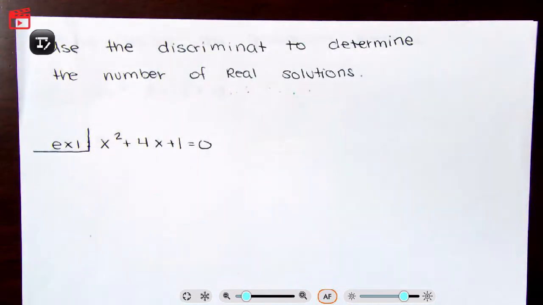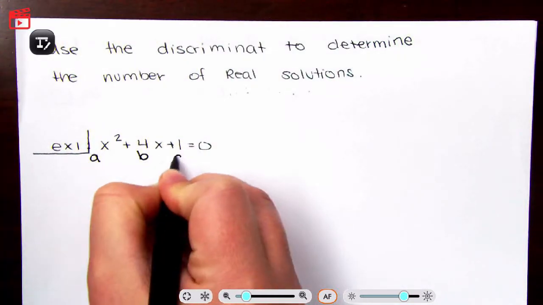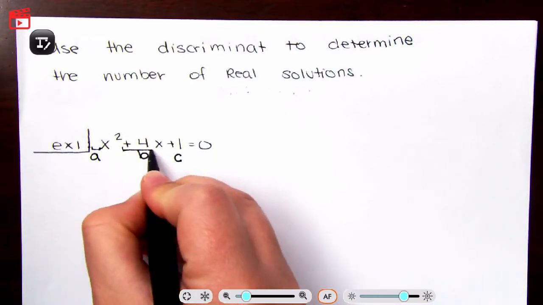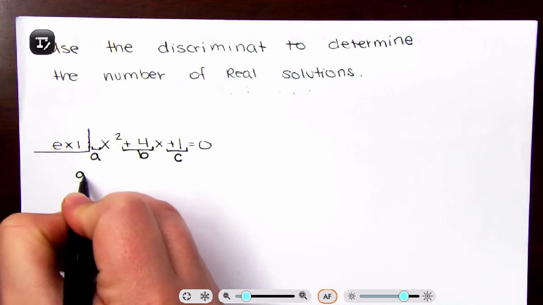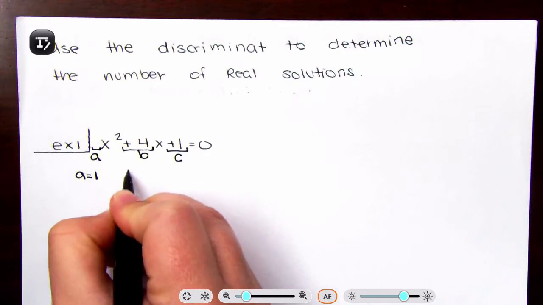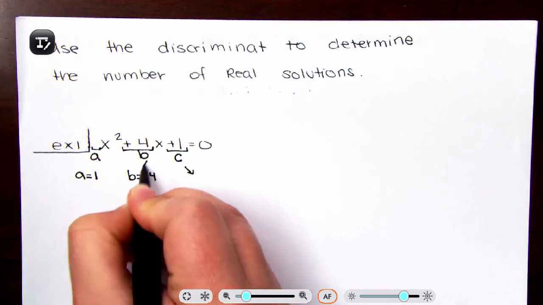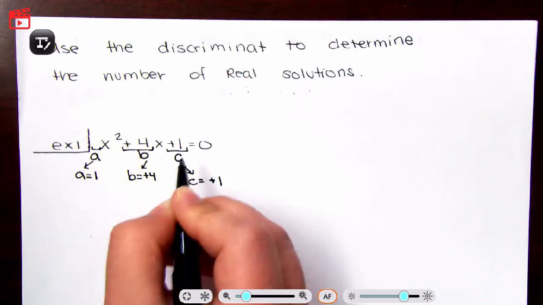Let's jump into that example 1 that we were talking about. So here is your A, your B, and your C. A is the number in front. B is the number in front of your x, and C is your constant. So that means A is 1 if it's not there, B is a positive 4, and C is a positive 1. Make sure to take the sign with it.